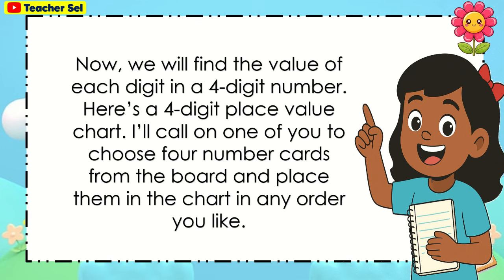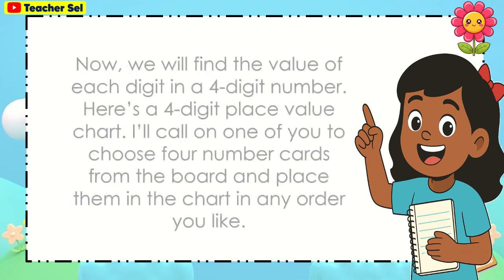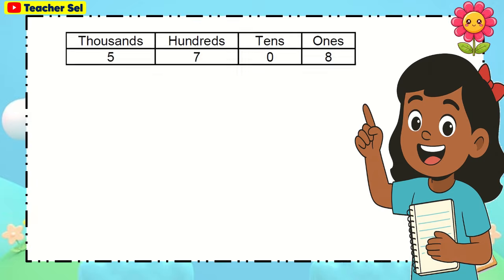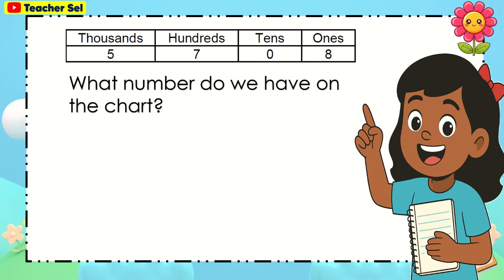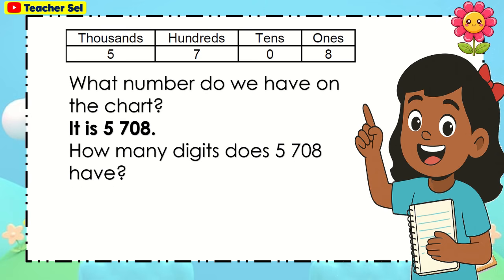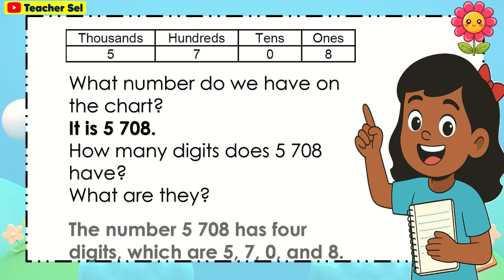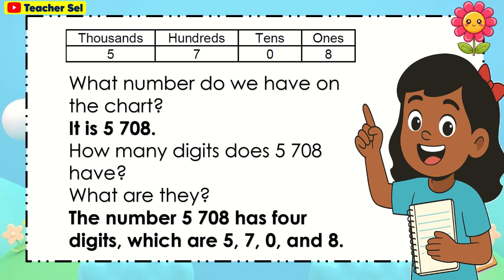Now, we will find the value of each digit in a 4-digit number. Here's a 4-digit place value chart. I'll call on one of you to choose 4 number cards from the board and place them in the chart in any order you like. What number do we have on the chart? It is 5,708. How many digits does 5,708 have? What are they? The number 5,708 has 4 digits, which are 5, 7, 0, and 8.